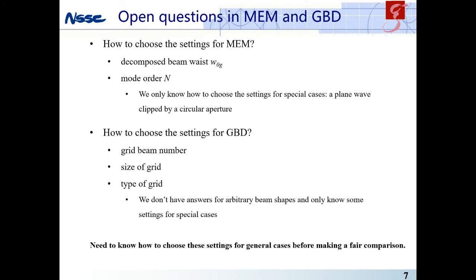But how can we choose the settings? For MEM, we need to consider the decomposed beam width and the mode order. But now we only know how to choose these settings for special cases, such as a plane wave clipped by a circular aperture. For GBD, we also face the same problem. We need to choose how many beams, in what shape the grid should be arranged, and the beam parameters, but now we only know some settings for special cases. Before we can make a comparison, we need to know how to choose these settings for general cases.